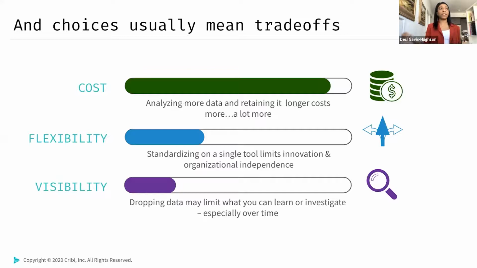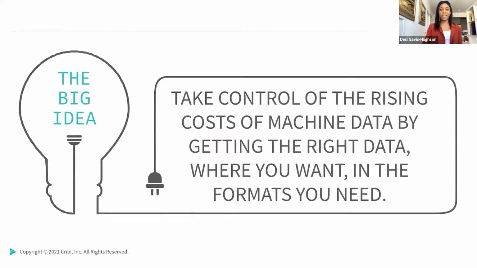You end up playing this three-way tug of war with cost, flexibility, and visibility. The more data you analyze, the longer you retain it, right? The more it costs you. If you're trying to standardize on a single tool, that's going to limit the flexibility that you have on what your environment looks like. And dropping data to keep costs down can limit what you can learn or investigate over time. So how do you do it, right? How do you manage the trade-offs of analyzing everything that you need to get insights from your machine data, formatted for all the tools you need, without busting your budget?